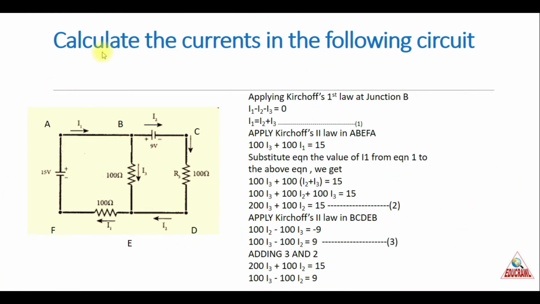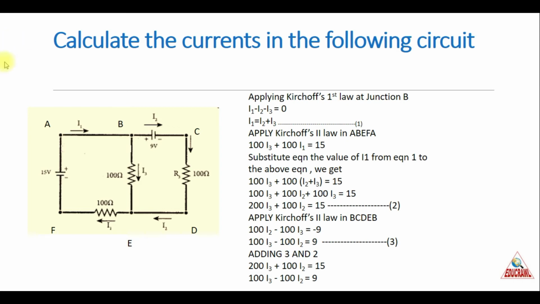The next problem. Calculate the current in the following circuit. We have to find the value of I1 and I2. So if you take this circuit, first we are taking the junction B. In junction B, we apply our Kirchhoff's first law.